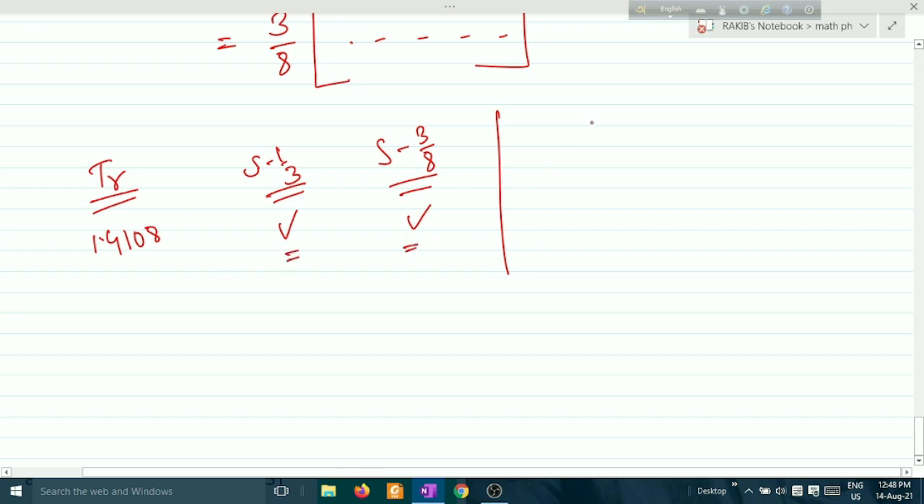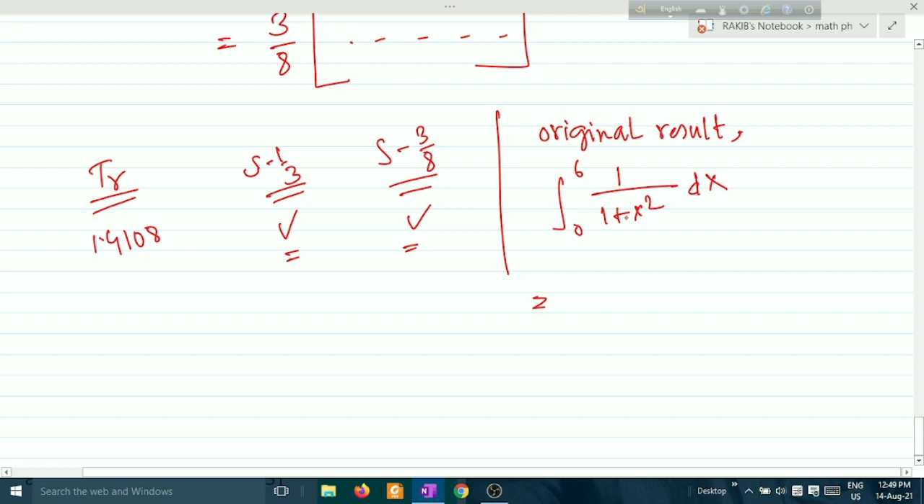You have to check this against the original result. What is our original result? The original result is given by the integration from 0 to 6 of 1 upon 1 plus x square dx.